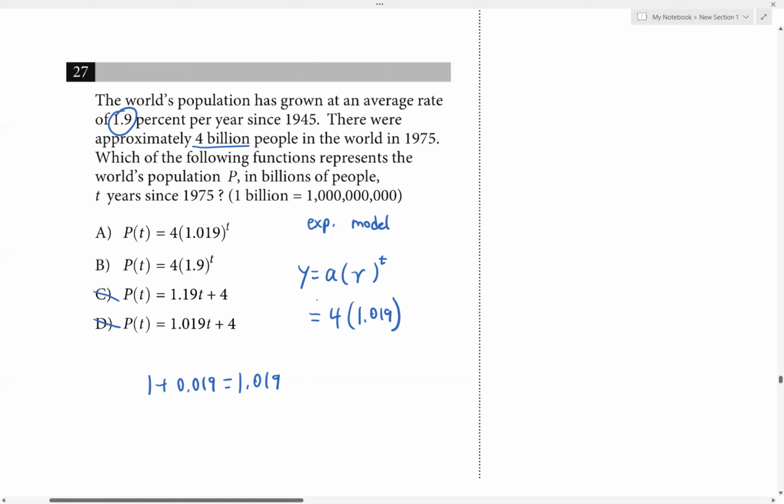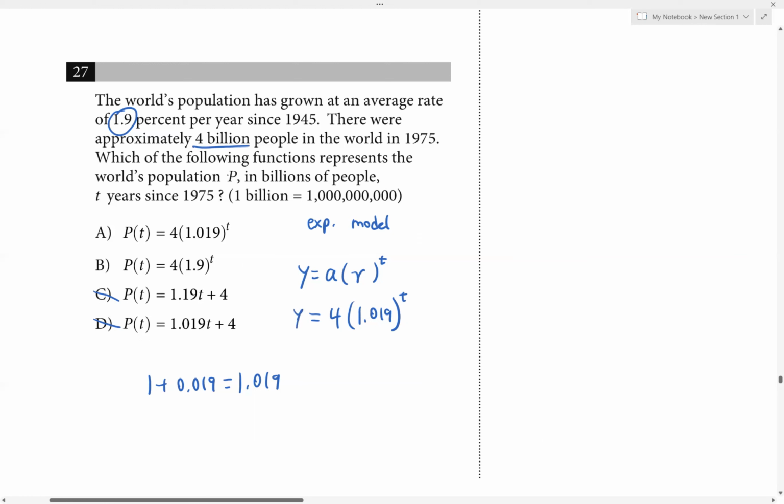Okay, so for an increase, we always add it to 1. For a decrease, we subtract from 1. Okay, so 1 represents 100%, so that's the original amount. And then once we have that, we can say t is the exponent. So for however many years we have, we just put that as the exponent. Okay, and that should be the equation.